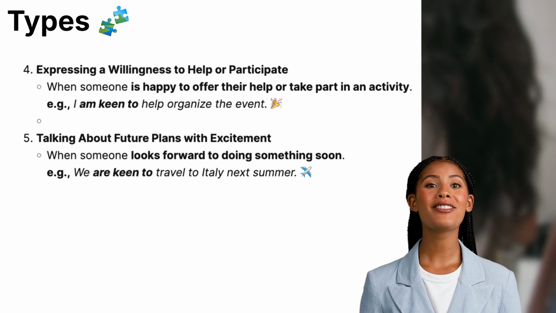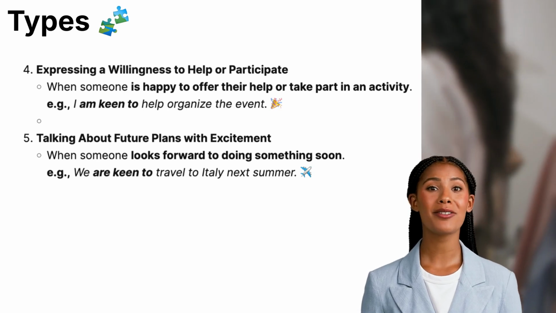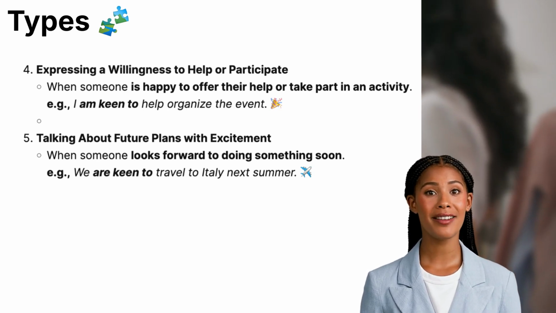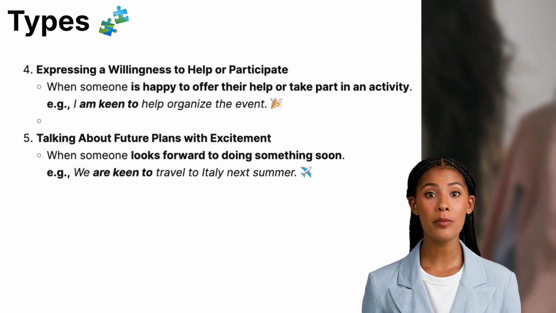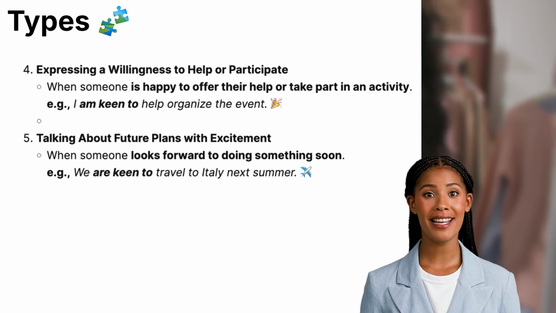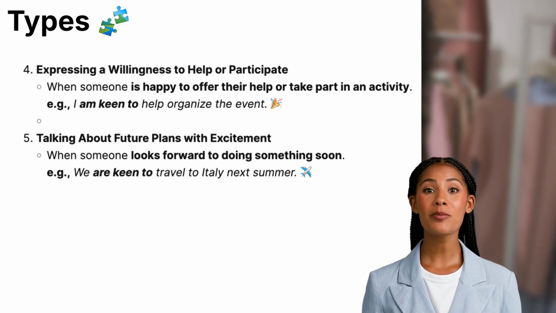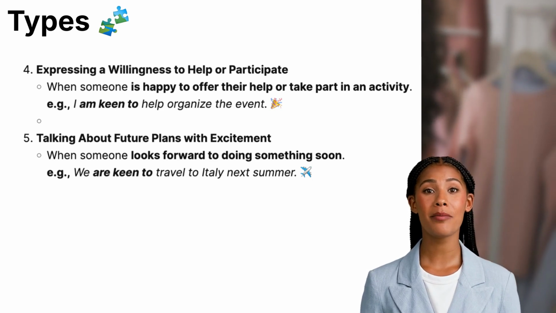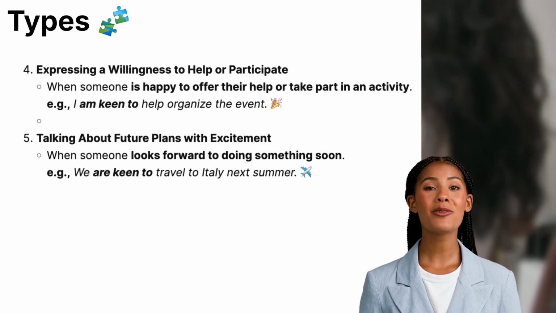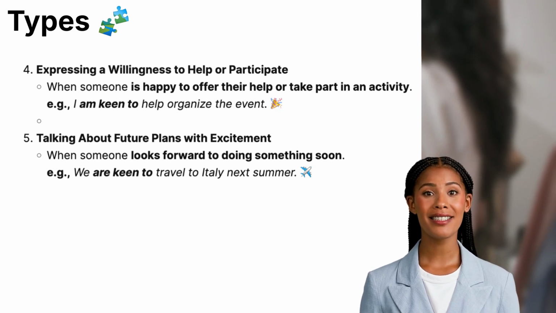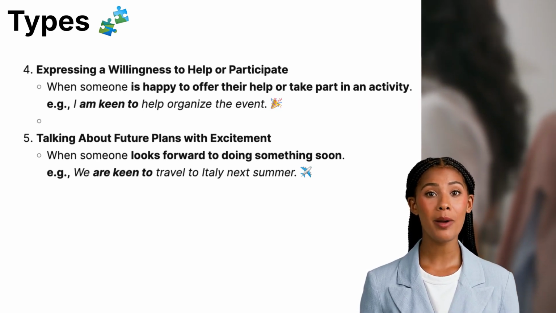More examples: she is keen to volunteer at the animal shelter. They are keen to join the community project. If someone wants to be involved and contribute, be keen to is a great way to say it. 5. Talking about future plans with excitement. Use be keen to when someone is looking forward to something in the future. Example: we are keen to travel to Italy next summer. This means they are excited about their upcoming trip.